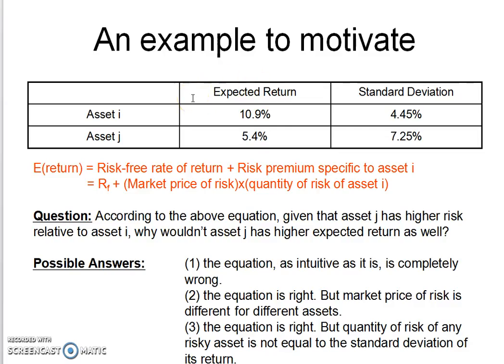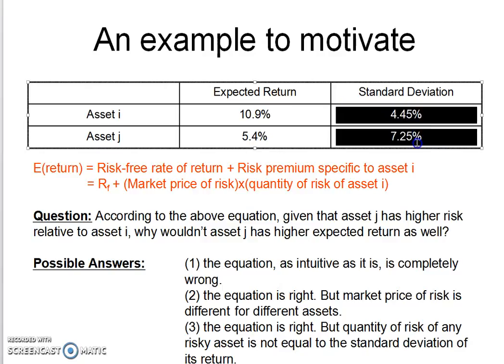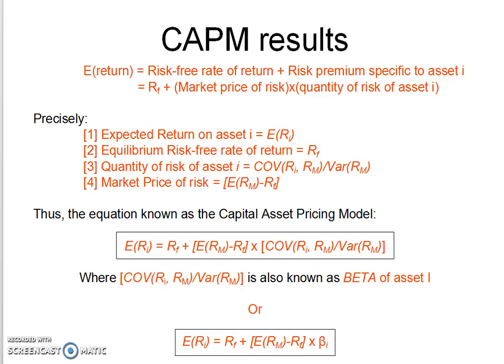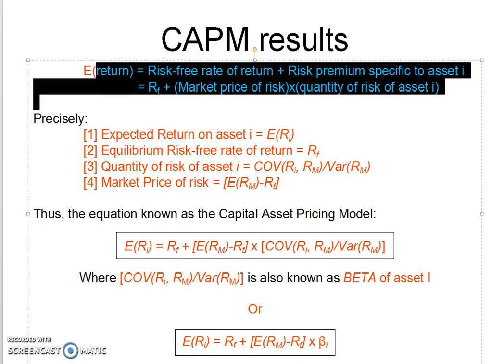Assuming that there is a particular asset I and asset J, having an expected return of 10.9% and a standard deviation of 4.45% and 7.25%. This is nothing but the beta which we have calculated. Now to find out which particular asset, I or J, would be providing us better return, here in CAPM, we try to quantify the risk by using the following equation.